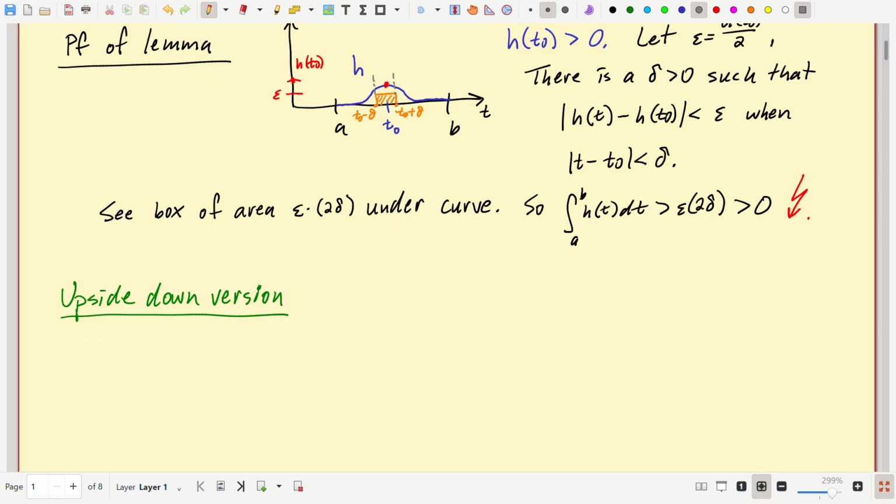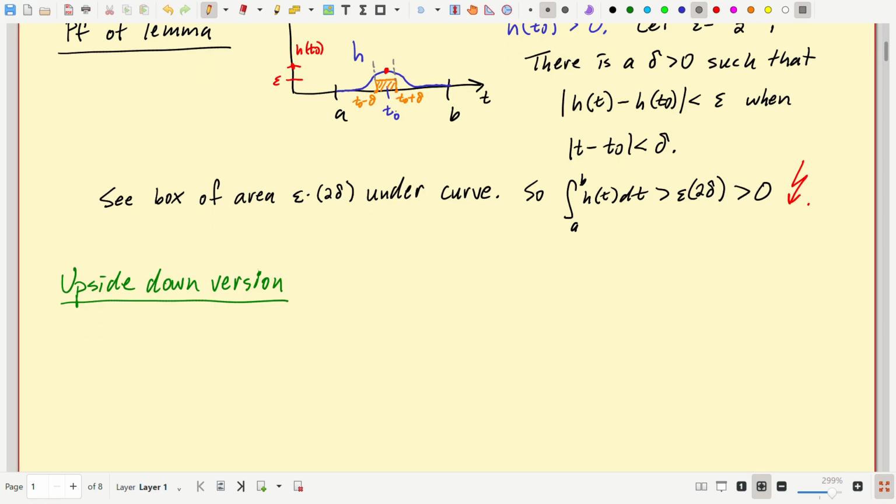And the upside down version is, suppose I have an h that's still real valued, maps a, b into the real line, and let's make it 0 is less than or equal to h of t is less than or equal to some m.